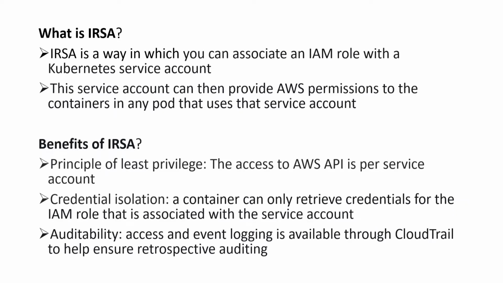So what exactly is IRSA? IRSA is a way in which you can associate an IAM role with a Kubernetes service account. This service account can then provide AWS permissions to the containers in any pod that uses that service account. In simple terms, IRSA is the AWS EKS native way to allow applications running on EKS pods to access AWS API using permissions configured in IAM roles without having to create or distribute your AWS credentials to the containers.